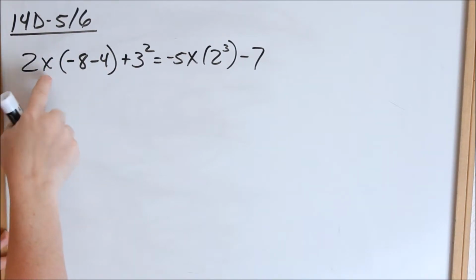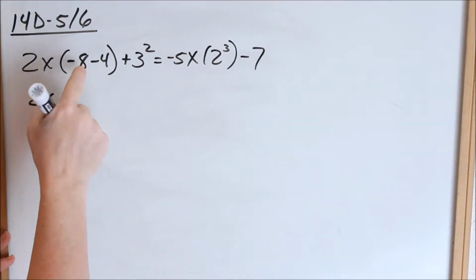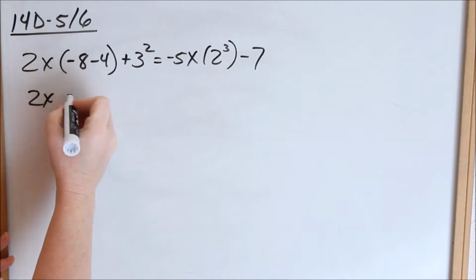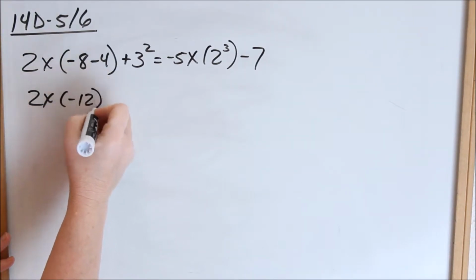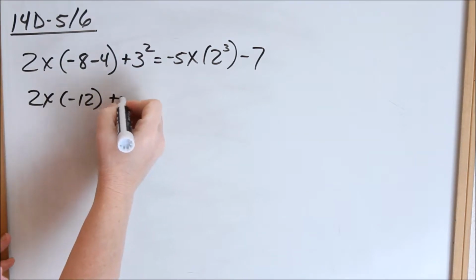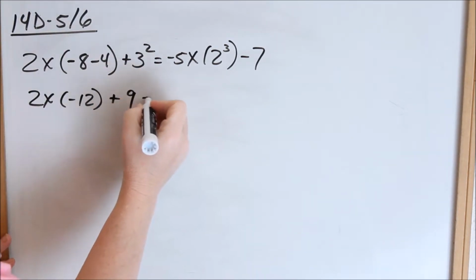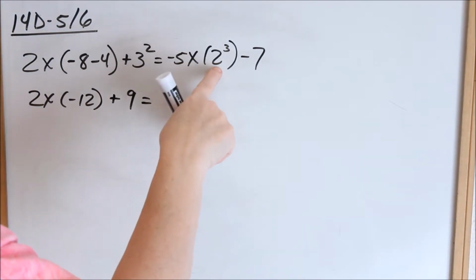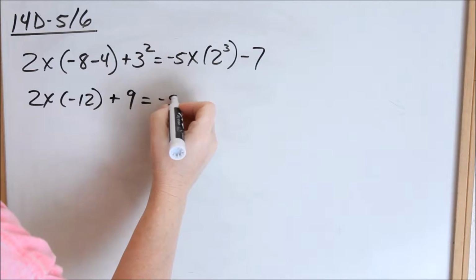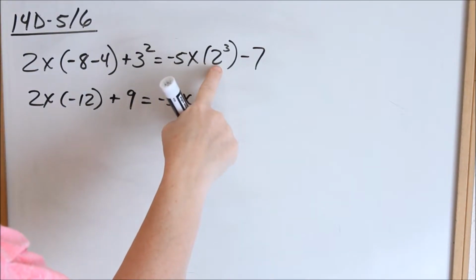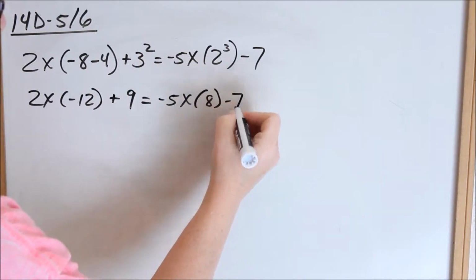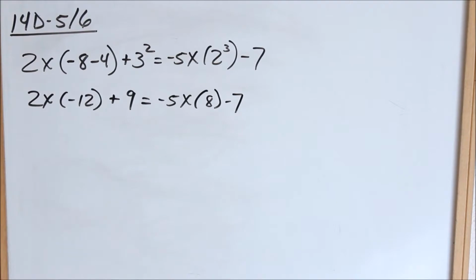So I'm not going to do anything with this 2x, but I'm going to do in my parentheses. This means you owe 8 and you owe 4 more. If you owe 8 and owe 4 more, you're going to owe a total of 12. 3 squared is 9. Let's go to the right hand side. So exponents in parentheses first. I'm going to do 2 cubed. Not do anything to the negative 5x. 2 cubed means 2 times 2 times 2. 2 times 2 is 4 times 2, 8. Minus 7.